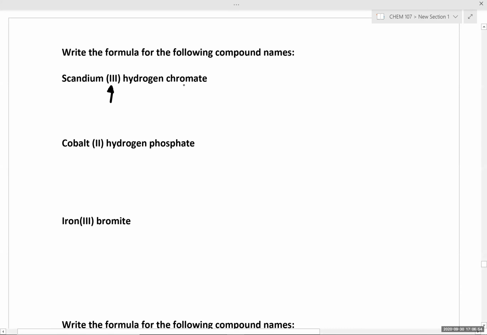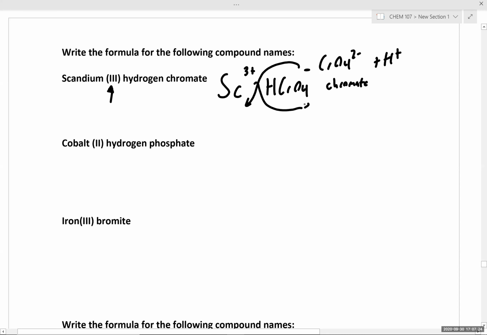So we have scandium hydrogen chromate. Scandium is Sc. We know that the charge is given in the Roman numeral as 3+. And then hydrogen chromate. So chromate is CrO4 2-. And if we add a H+ to get our hydrogen containing polyatomic ion, hydrogen chromate would have a charge of -1. We cross our charges, and that in turn gives us as a formula Sc(HCrO4)3. So this is the formula for scandium hydrogen chromate.